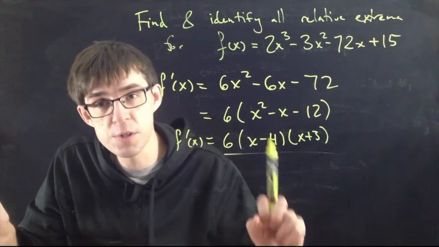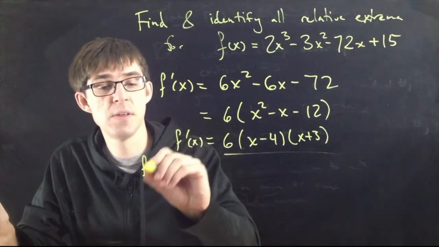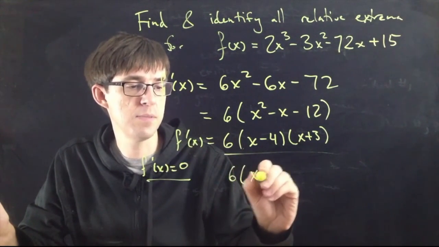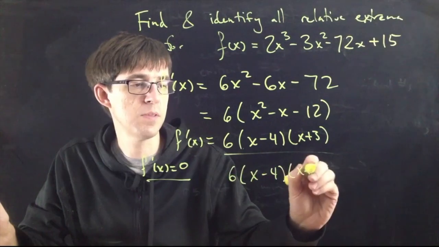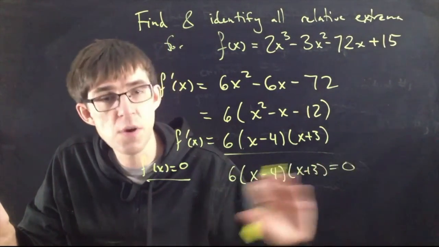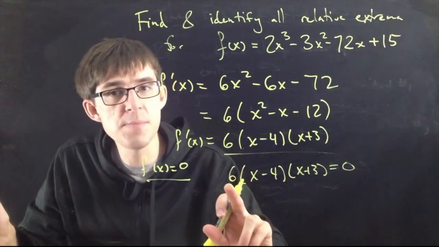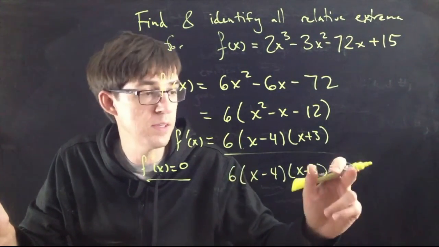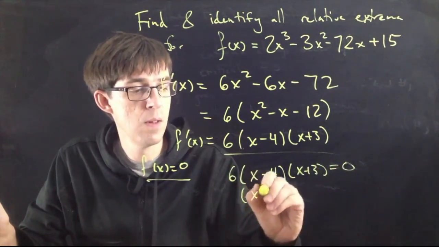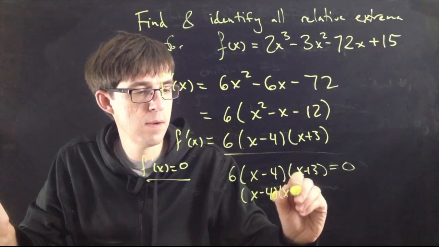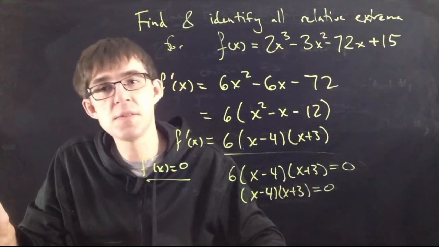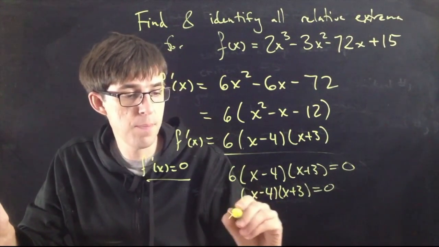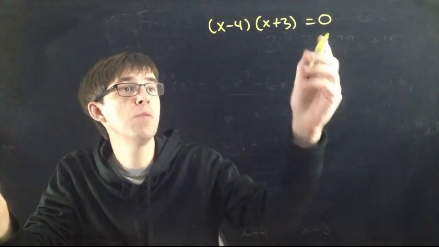I've got to set this equal to 0 and solve for x. F prime of x equals 0. What does that say? 6 times x minus 4 times x plus 3 equals 0. It's already factored for you. This 6 doesn't matter at all. I can just divide by 6 on both sides, and this will go away because 0 divided by 6 is 0. So just throw away the 6 to get started. And then I split it up. Those were the factors, and then we split it up.